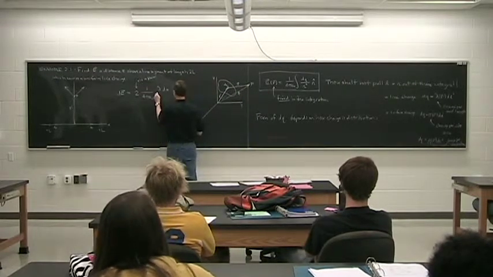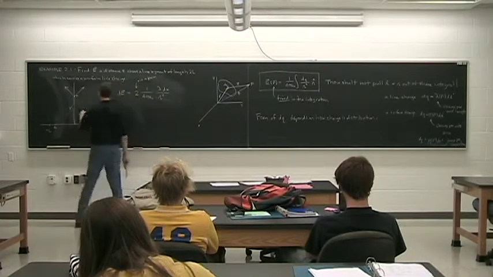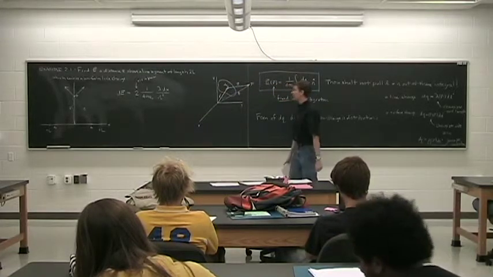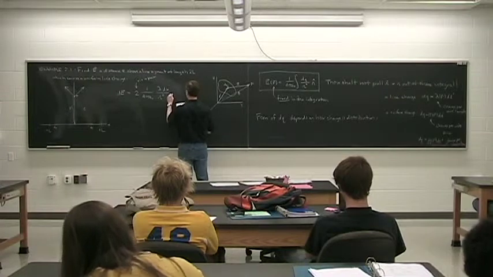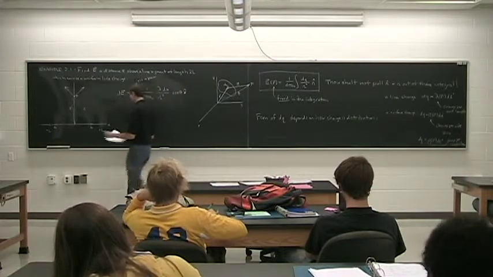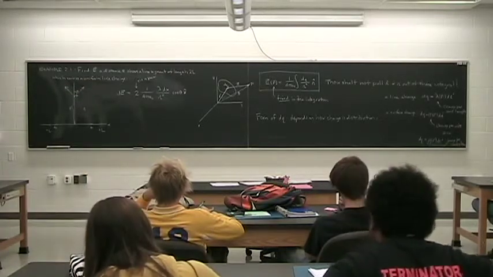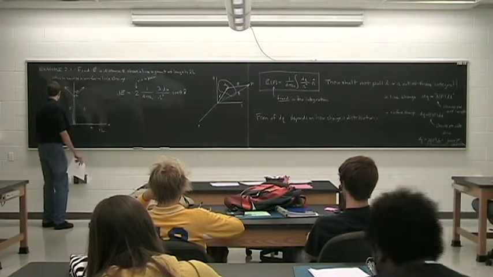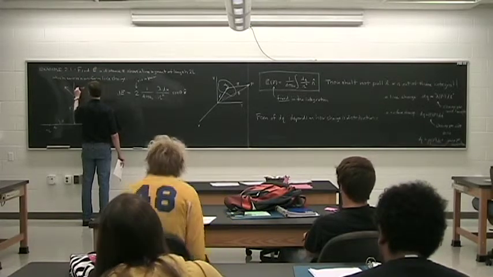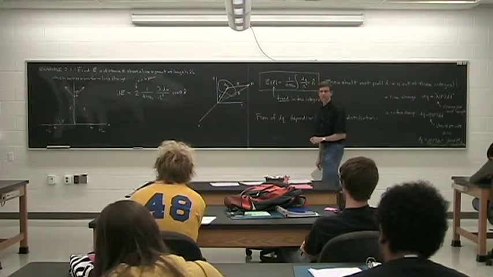Lambda dx over the distance to the field point from the source point. Script R is what we use for that, so divided by R squared. And then we need a cosine theta times z hat. The reason is that if we call that angle right there theta, then of course this angle is also theta. That allows us to say that the z component is the magnitude of the electric field times the cosine of that angle theta.